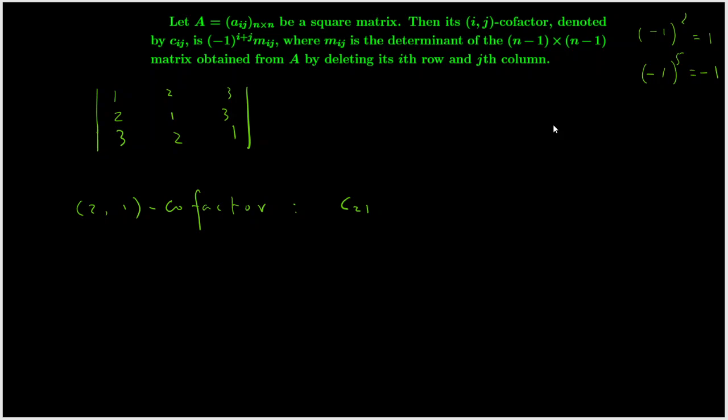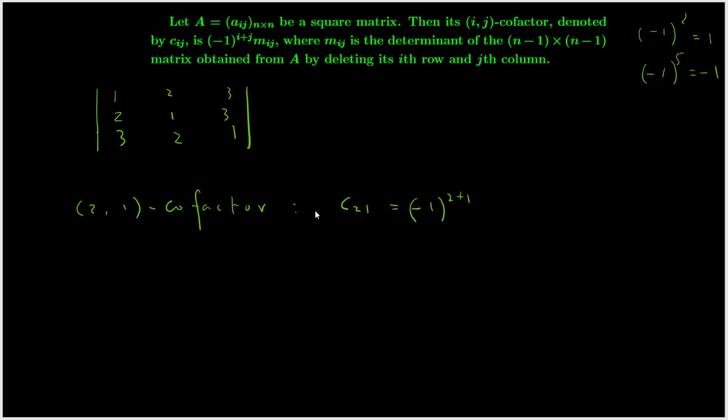In C21, there's always a sign, positive or negative, associated with the cofactor. The sign is given by -1 to the power of I plus J in general. You add up the two numbers, 2 plus 1, which is equal to 3. So do we have a positive sign or negative sign associated with the cofactor? You have -1 to the power of 3, so you have a negative sign. Again, the 2-1 cofactor is associated with a negative sign. That's what I meant.